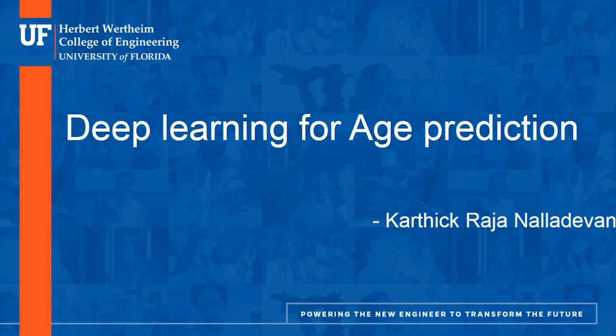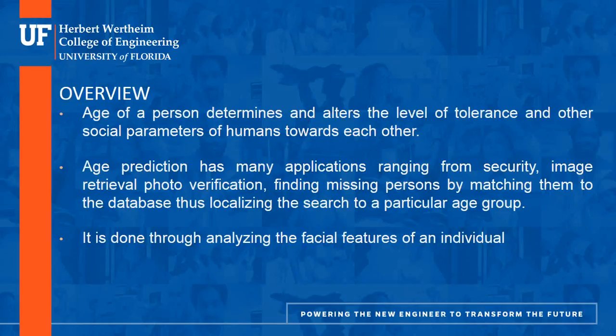Hi, my name is Karthik Raja, and the project that I'm going to be presenting is Deep Learning for Age Prediction. To give an overview about the project and why age prediction is important, age is one of the vital factors which establishes how the level of tolerance and other social parameters are determined and altered within human beings.